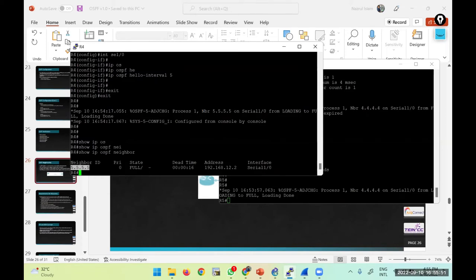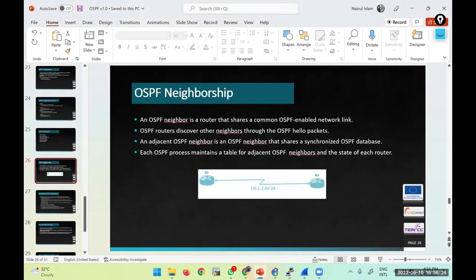Then if the router is in a multi-access network, like four routers connected to a switch and sharing the same subnet, then the DR and BDR IP must match between two routers for establishing the neighbor. Also, the hello and dead intervals must match between two routers. So those are the main things when you configure OSPF.